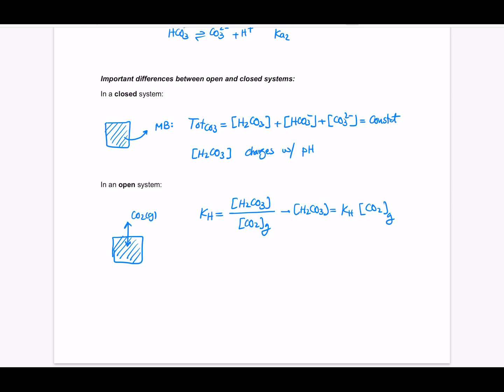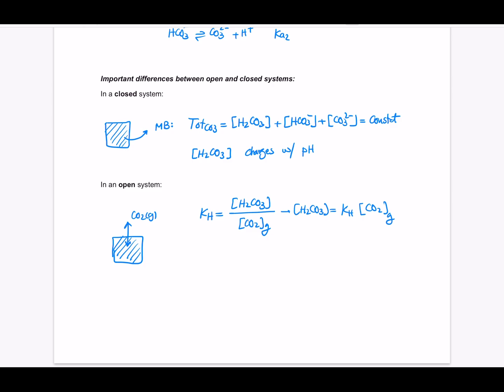The concentration of CO2 in the atmosphere or in the gas phase, assuming that the system is not big enough to take out a significant amount of that gas, is constant. The concentration of CO2 in the gas phase in the atmosphere in this case is roughly 410 ppm. So what we see is basically this expression is constant.